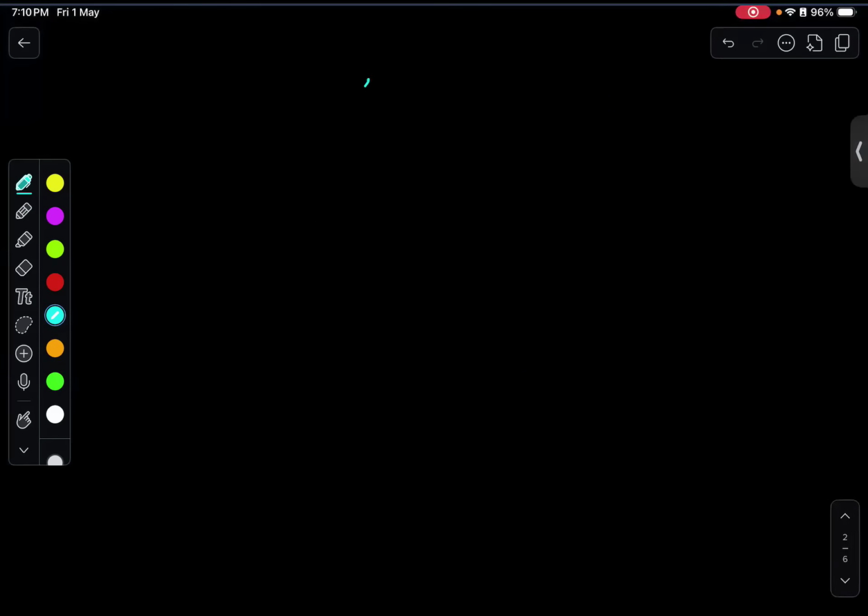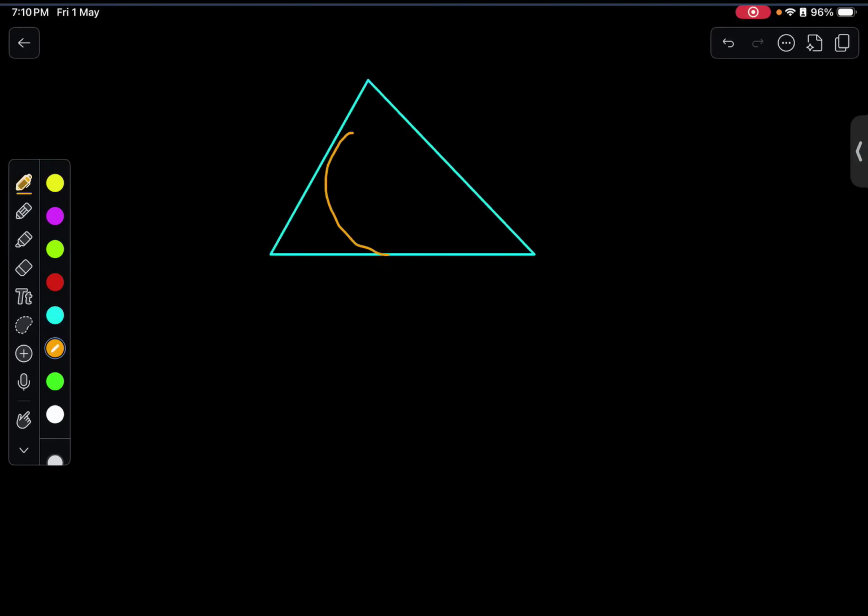If I'm making a triangle ABC, let the incircle be this one. This is A, this is B, this is C, and D, E, F.